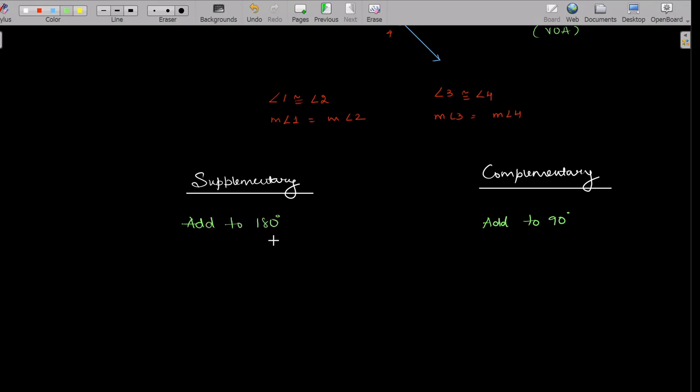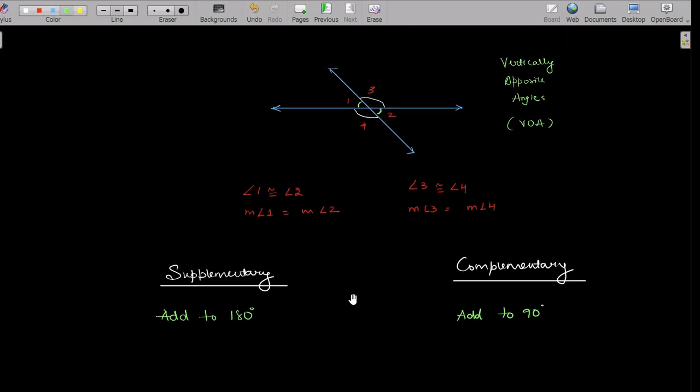Do not get confused between these two terms. I have seen a lot of students get confused between supplementary and complementary. Complementary will be 90, supplementary will be 180. Okay, Anishka?